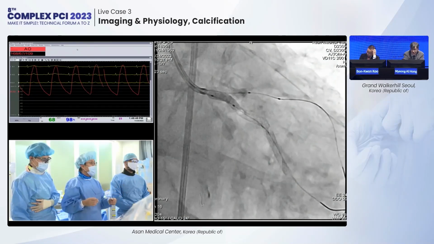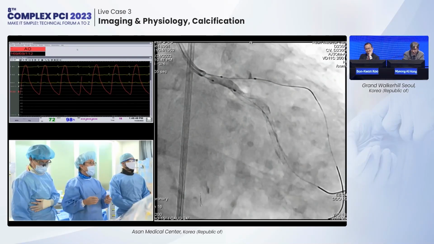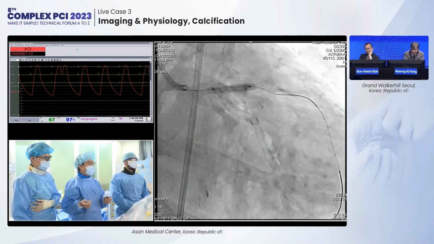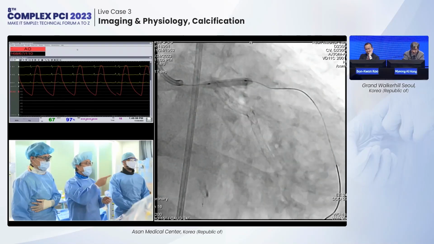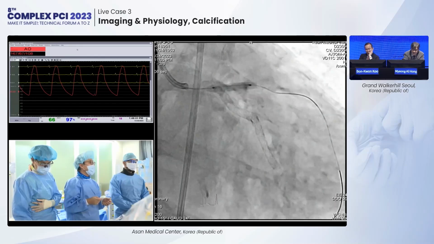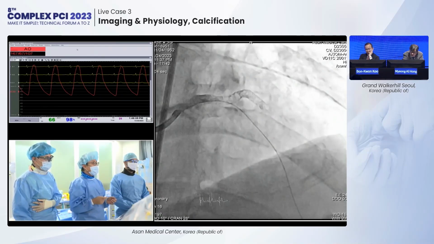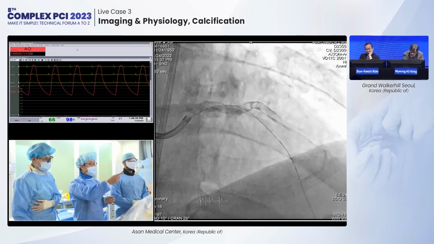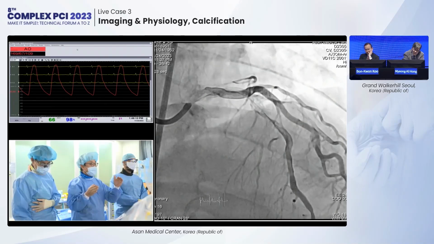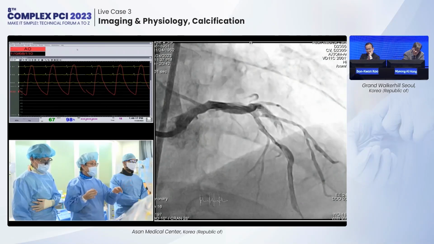And this is aggressive inflation again. Then we pulled back the overall system in the circumflex, and we did 3.5 high pressure balloon dilation, and high pressure again. We evaluated the whole segment, and we decided on a 3.0, 26 Resolute, and for the proximal part a 3.5, 20, with an additional 6, the Resolute.